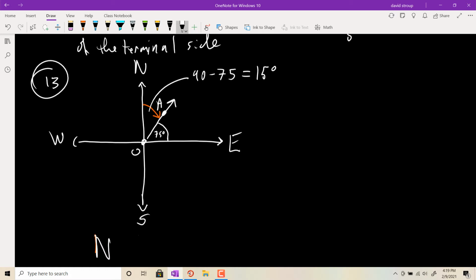Okay, so the second thing then is that angle. You put 15 degrees, and then you put either east or west. So in our case, we went towards the east. So the bearing is north 15 degrees east. Okay, let's look at another one. So this is 15.